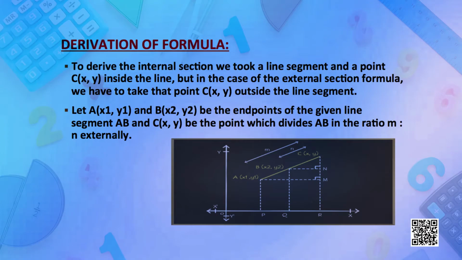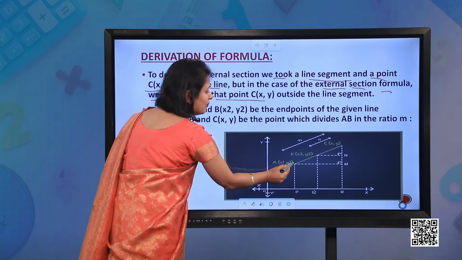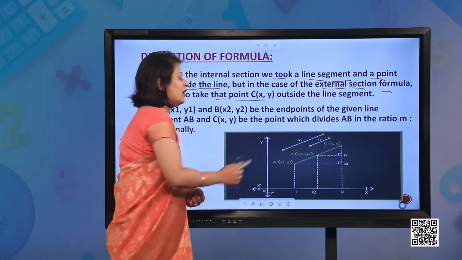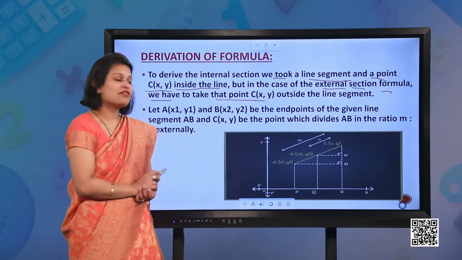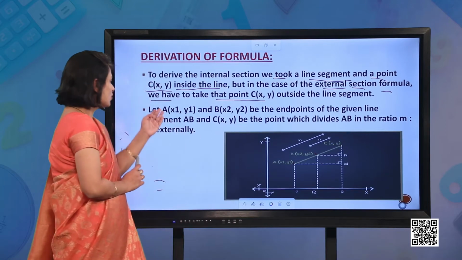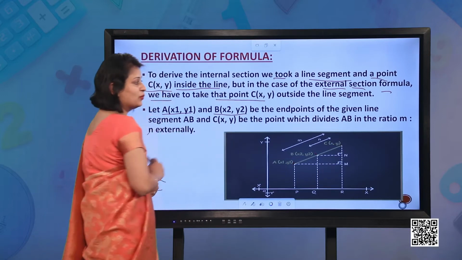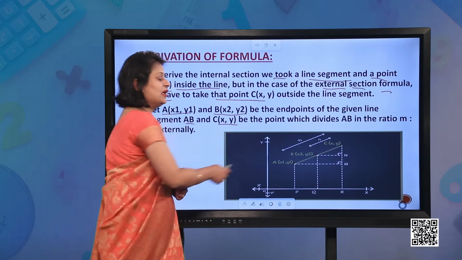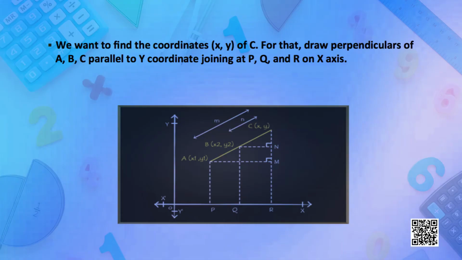Now, to derive the internal section formula, we took a line segment and a point C (x, y) inside the line. But in the case of the external section formula, we have to take that point C outside the line segment. As you can see in the diagram, we have taken point A (x1, y1) and point B (x2, y2), so this is a line segment. Here we have taken a point C (x, y), which divides this line segment in the ratio m:n. So let A (x1, y1) and B (x2, y2) be the endpoints of the given line segment AB, and C (x, y) be the point which divides AB in the ratio m:n externally. Now we need to find the coordinates (x, y) of C.